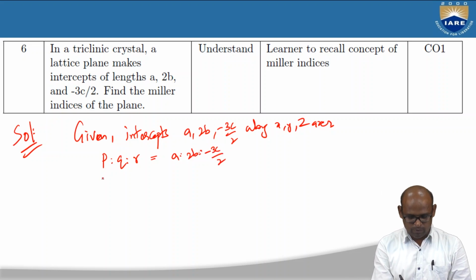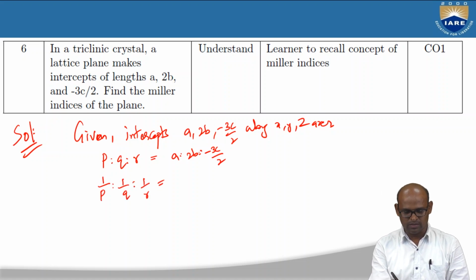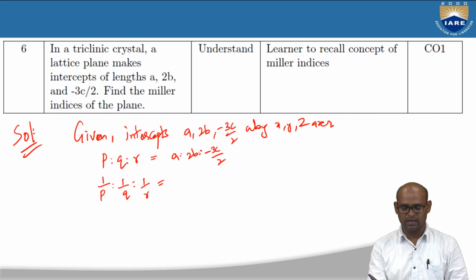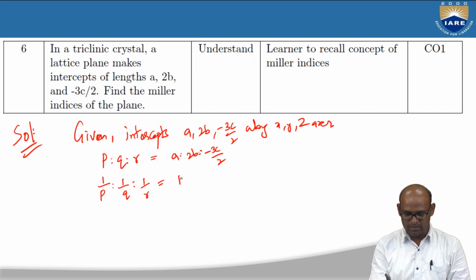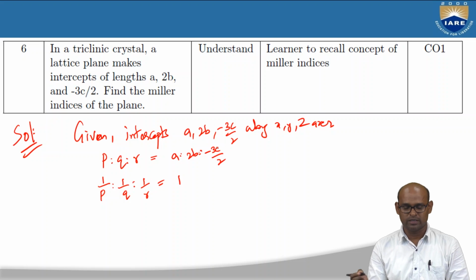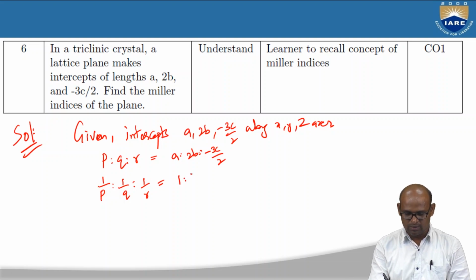Now the reciprocals of the intercepts: 1 by p, 1 by q, 1 by r. These are given as primitive vectors, so I am going to take a, b, c as unit vectors. So 1 by 1 is 1, 1 by 2, and this is minus 2 by 3.